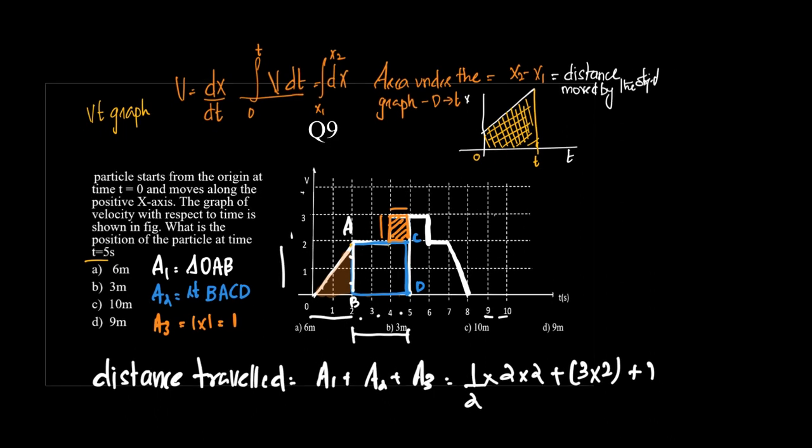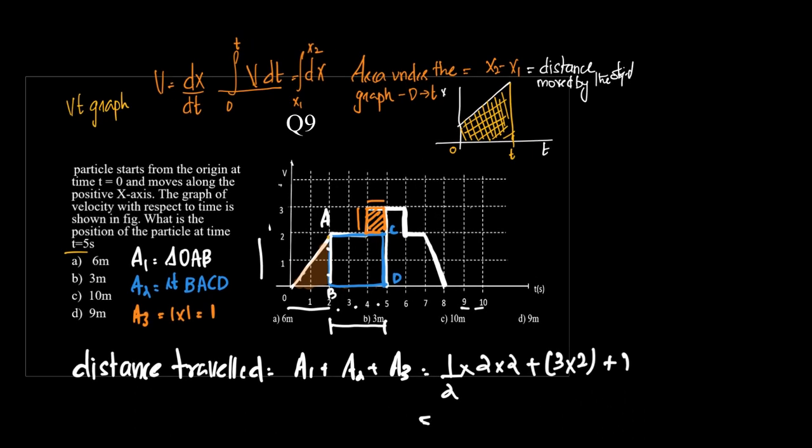A3, which is 1. So this becomes half into 2 into 2, which cancels, so we get 2, plus 3 into 2 is 6, plus 1. So 6 plus 2 is 8, plus 1, 9. Therefore, the correct option is option 9.